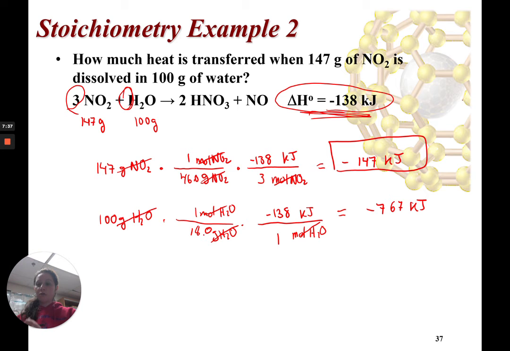So after I use up all my NO2, I would have transferred 147 kilojoules. Those would be released, and then the reaction would stop. I have enough water to produce 767 kilojoules of heat, but that's not going to happen because my NO2 is limiting me. It's going to stop the reaction once that gets used up. So whichever gives you the less heat transferred is the correct answer. And again, that negative just means that it's released as opposed to absorbed.